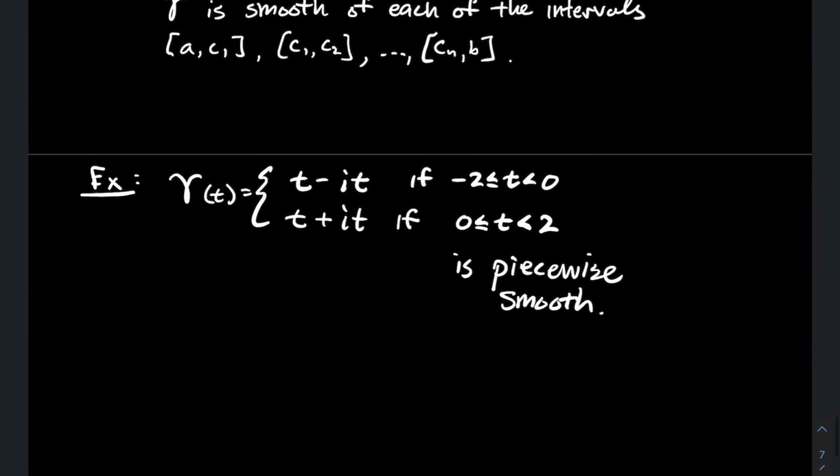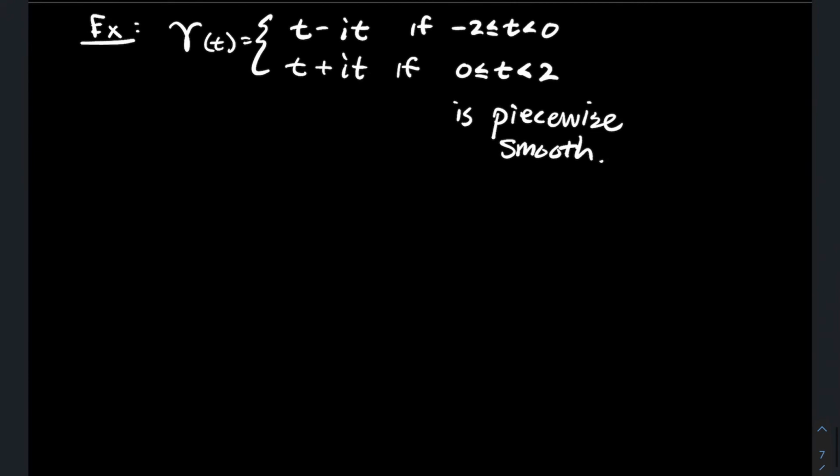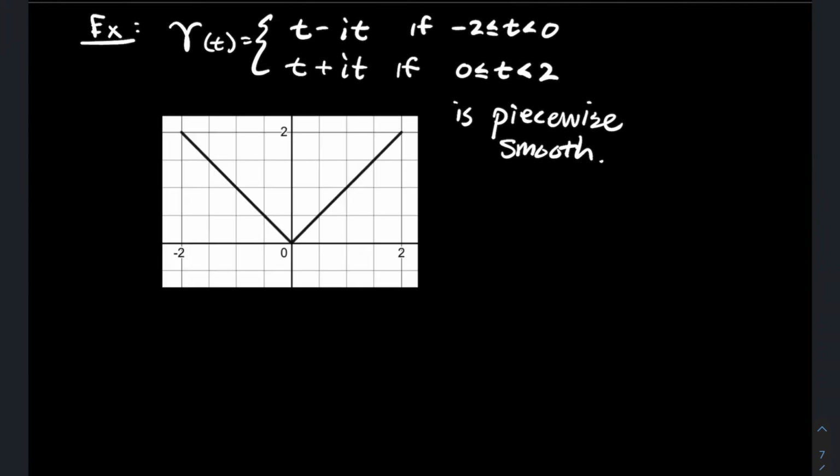So let's look at a quick example. Let's look at gamma that's defined in the following way. It's t minus it if t is between -2 and 0, and it's t plus it if t is between 0 and 2. I claim that this is piecewise smooth, and if you graph it, this is just the absolute value function from college algebra, if you like. And why is it piecewise smooth? Well, first of all, it's not smooth because of that cusp there at the origin. Cusp is another word for a sharp turn. I know sharp turns are bad as far as derivatives are concerned. So that cusp is no good.